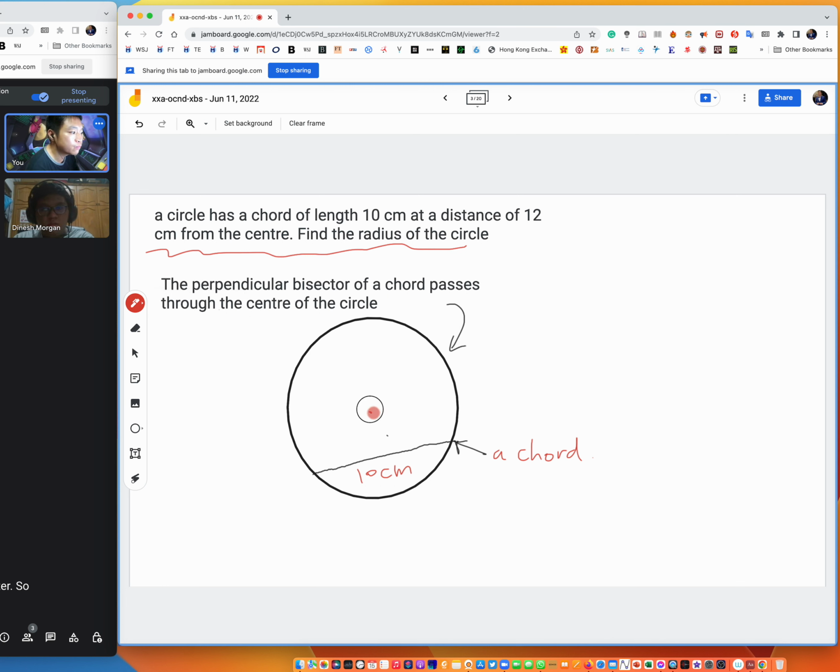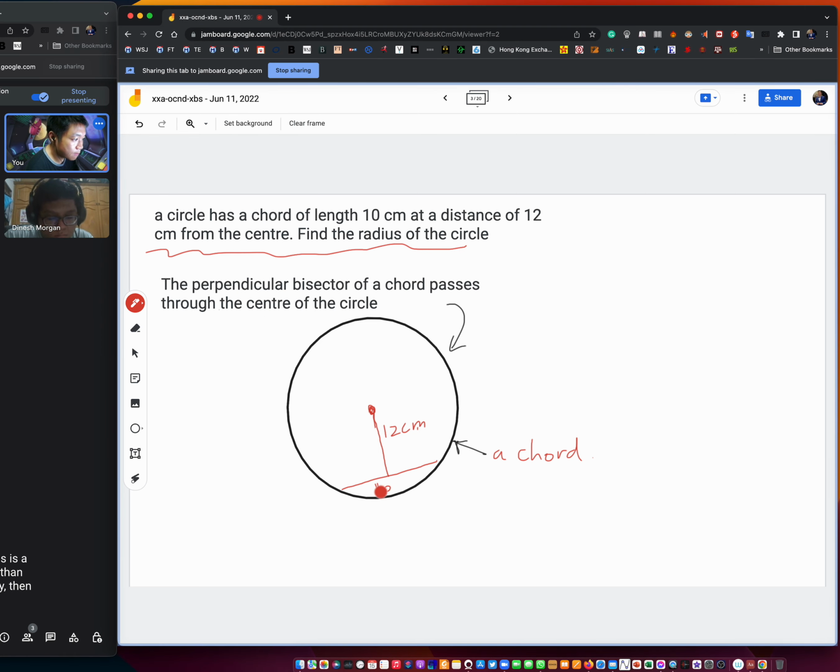So you basically you have to... This is not representative enough, you know? Because clearly 10 cm has to be shorter than 12 cm. Okay, so what I'm trying to say is like your sketch needs not to be perfect, but has to be representatively accurate. Okay, so maybe this is more accurate than just now. Okay, then this is 10 cm. Then this is the chord. Yes, and then you are asked to find the radius of the circle. Okay?